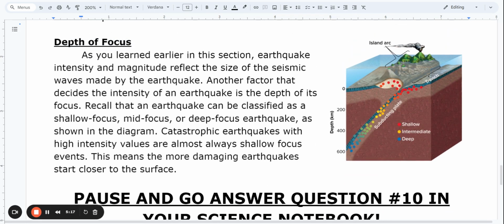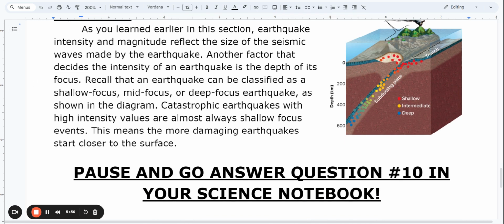Depth of focus. As you learned earlier in this section, earthquake intensity and magnitude reflect the size of the seismic waves made by the earthquake. Another factor that decides the intensity of an earthquake is the depth of its focus. Recall that an earthquake can be classified as a shallow focus, mid focus, or deep focus earthquake, as shown in the diagram. Catastrophic earthquakes with high intensity values are almost always shallow focus events. This means the more damaging earthquakes start closer to the surface. Pause and go answer question number 10 in your science notebook.